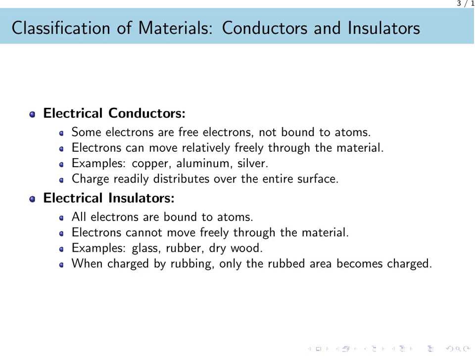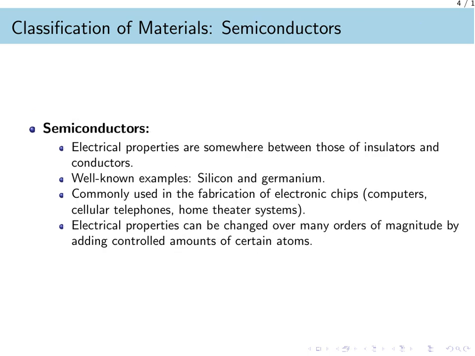Conversely, electrical insulators are materials in which all electrons are firmly bound to their atoms, so they cannot move freely through the material. Examples of insulators include glass, rubber, and dry wood. Because these electrons are fixed in place, when an insulator is charged by rubbing, only the specific rubbed area becomes charged. A third important classification of materials is semiconductors.